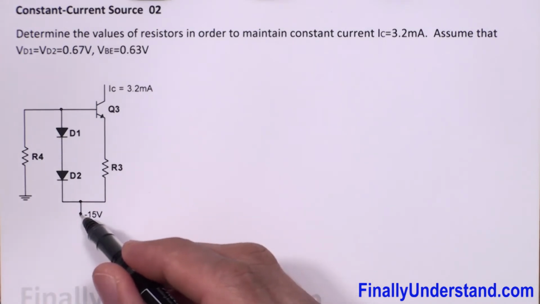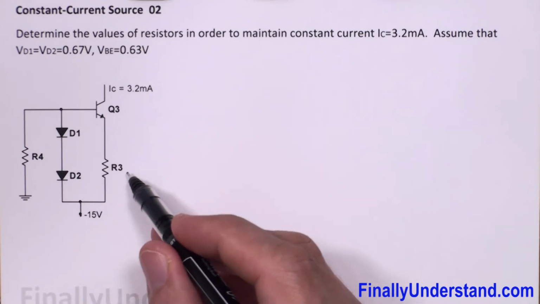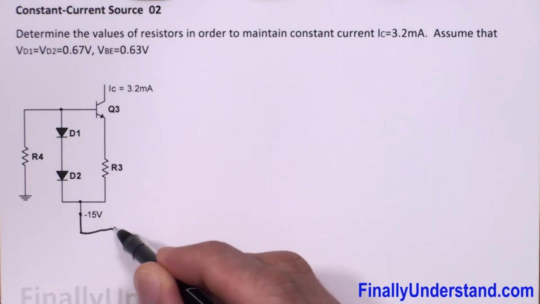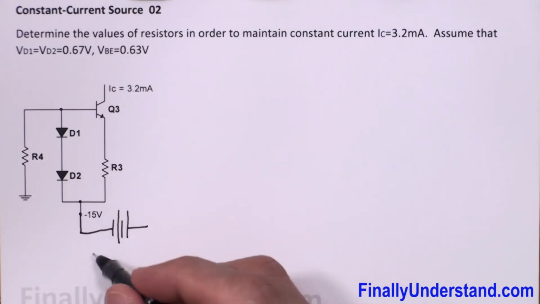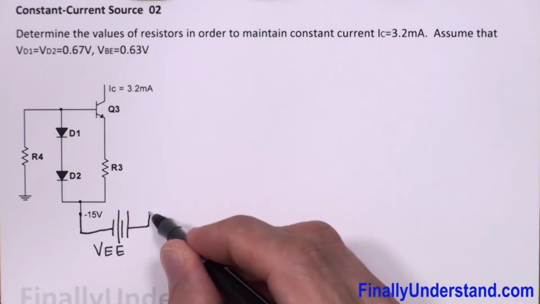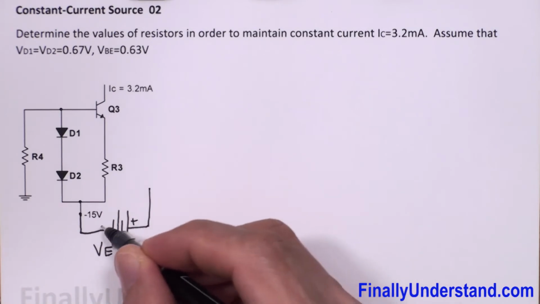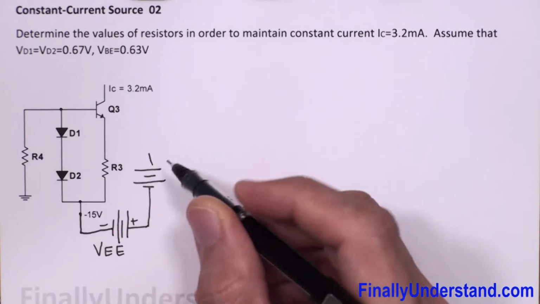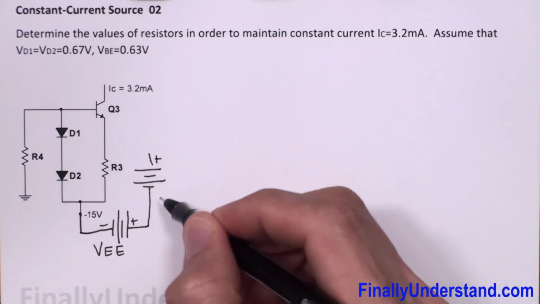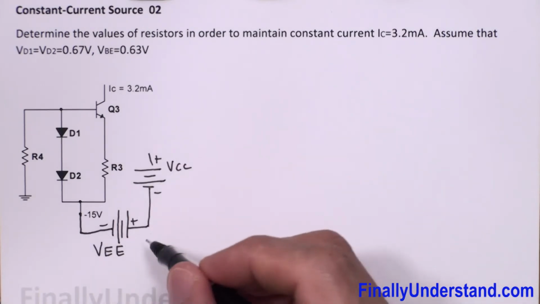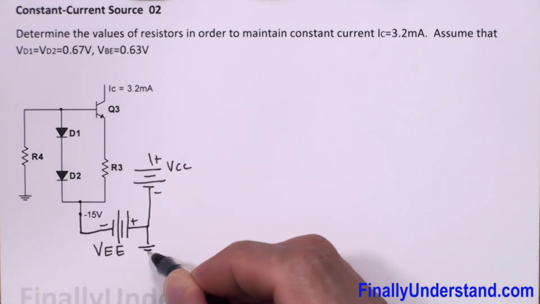So please realize that resistor R3 and diode D2 are connected to the negative terminal of the power supply, which is called VEE. And the positive terminal of VEE is connected to the negative terminal of VCC, which will go somewhere to the circuit. This is positive, this is negative, this is my VCC, and this is of course my ground.